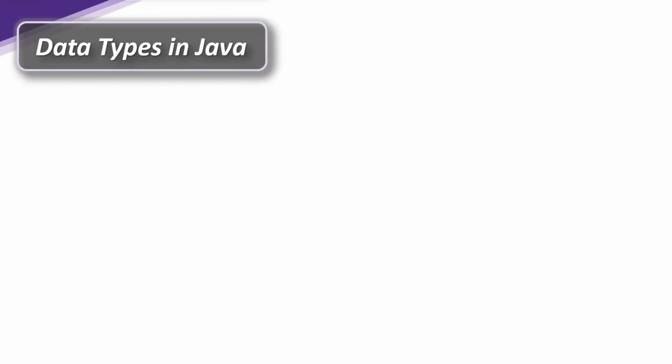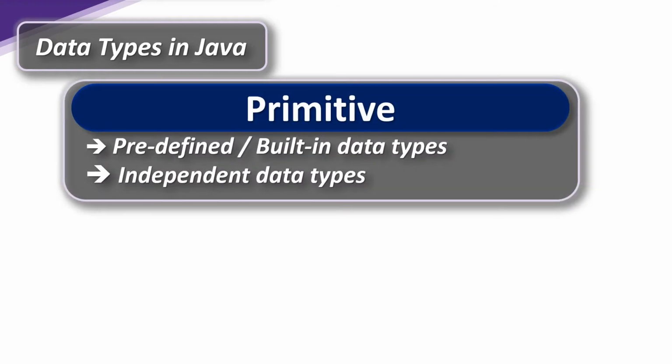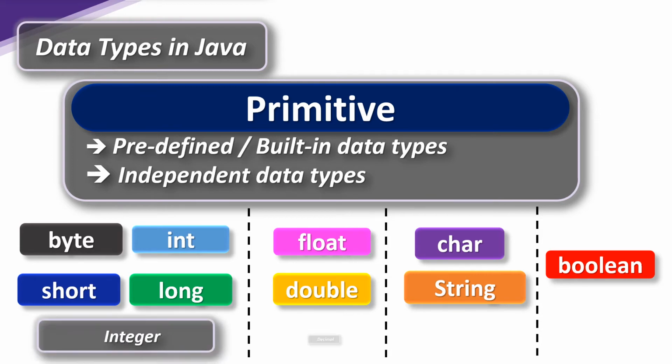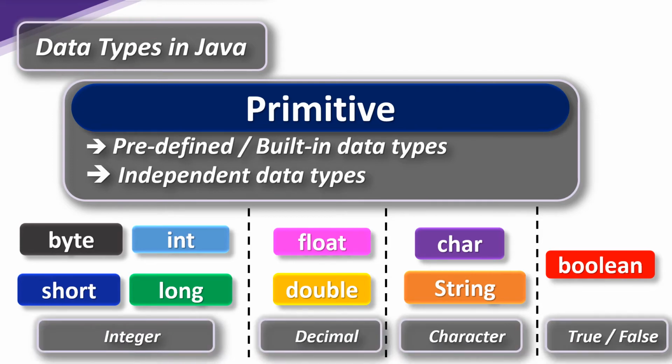Data types are classified into two types. The first one is primitive data type. These data types are basic built-in data types which are predefined in the system. These predefined data types can be categorized as integer, decimal, characters and Boolean. Therefore, we simply need to declare a data type for storing specific values.